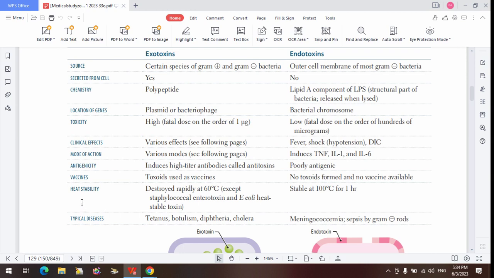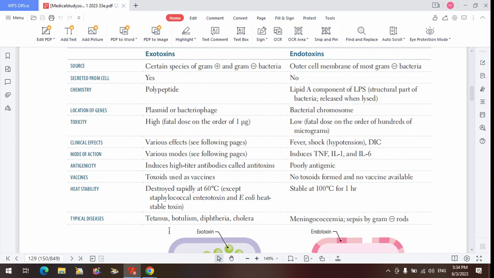Heat stability. The exotoxin can be destroyed rapidly by heat, except E. coli's heat-stable toxin and the staphylococcal enterotoxin. All these ones are not high yield, but if you want to learn it, you can learn it. Just particularly know that E. coli's is stable, or from the name, it is heat stable. The staphylococcal enterotoxin too is stable. So that's the one that causes food poisoning. So even if you cook that food that contains the staphylococcus enterotoxin, it doesn't mean that the person will not come down with diarrhea, because they can withstand it.